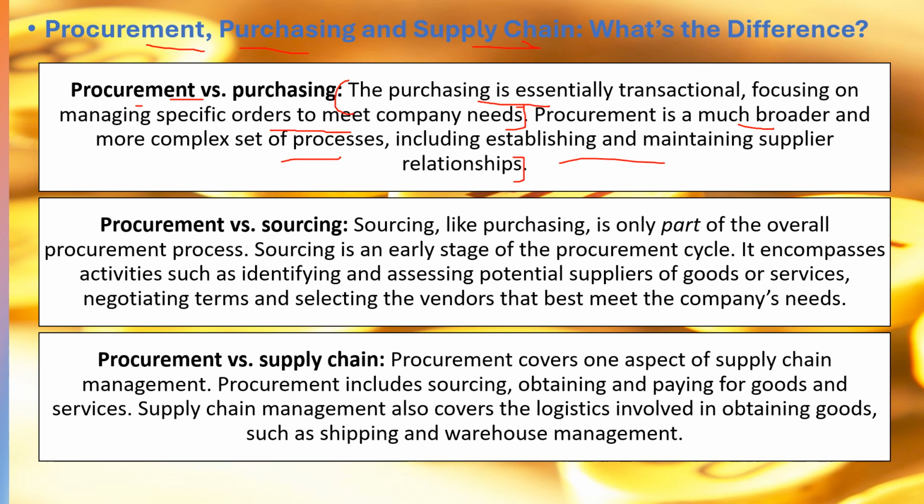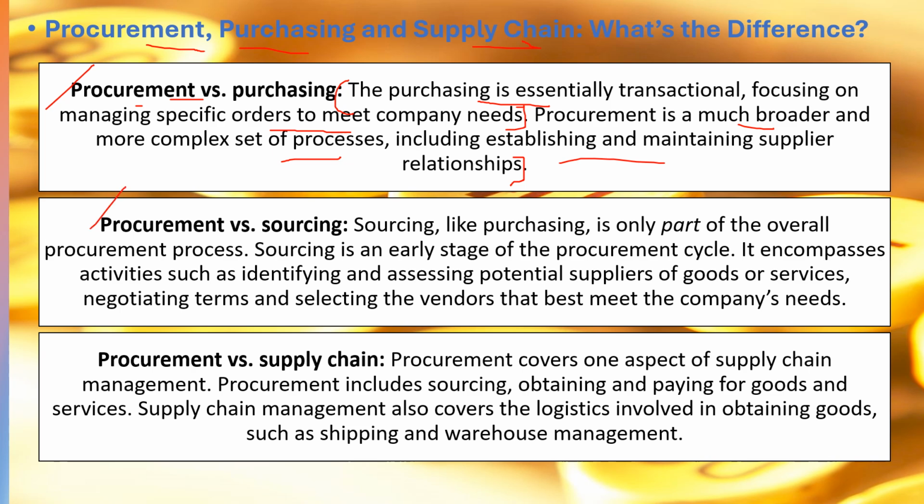In purchasing, you can go to anyone and say, okay, give me this thing. But procurement is much more systematic than purchasing. We have a standard set of processes, and we have maintained and established suppliers. We always want to have supplier relationships that are helpful in future also. So that is the basic difference between procurement and purchasing.